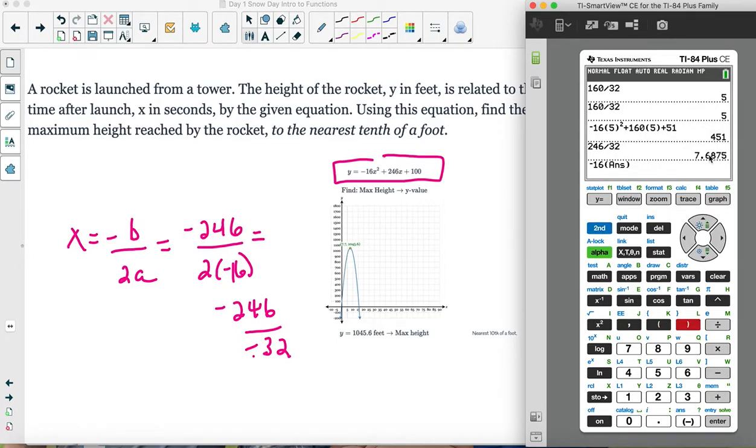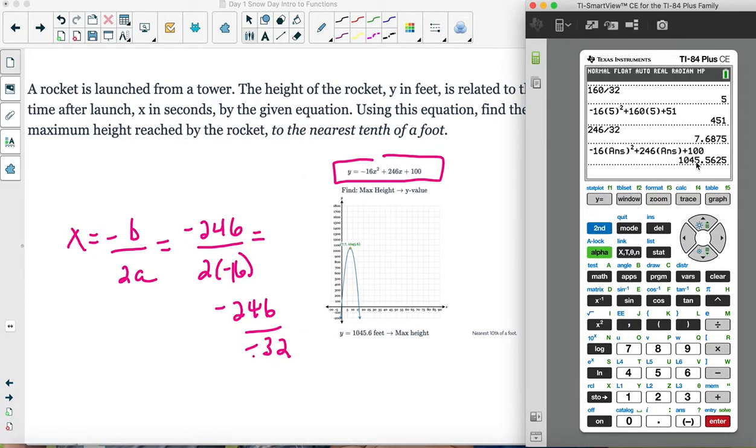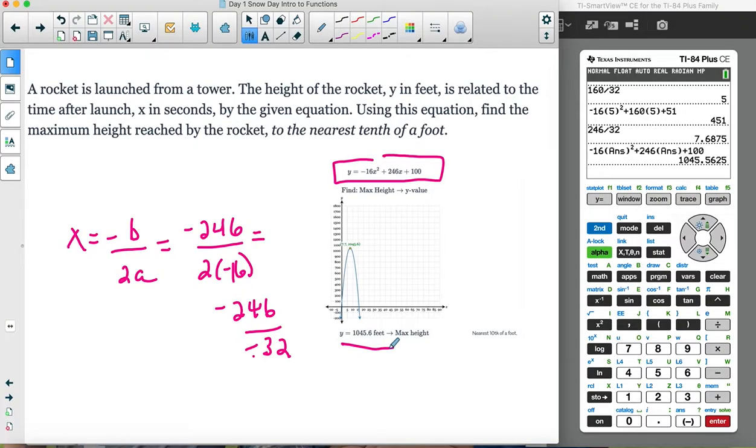So no matter how long and ugly that answer is, you can use that answer button. Plus 256 times second answer plus 100. And that's a good thing to know about your calculator. I'm going to hit enter, and I'm going to get 1045.56, and that's the answer you're supposed to get. Rounded to the nearest tenth, your 5 is going to become a 6. So 1045.6 is your max height.